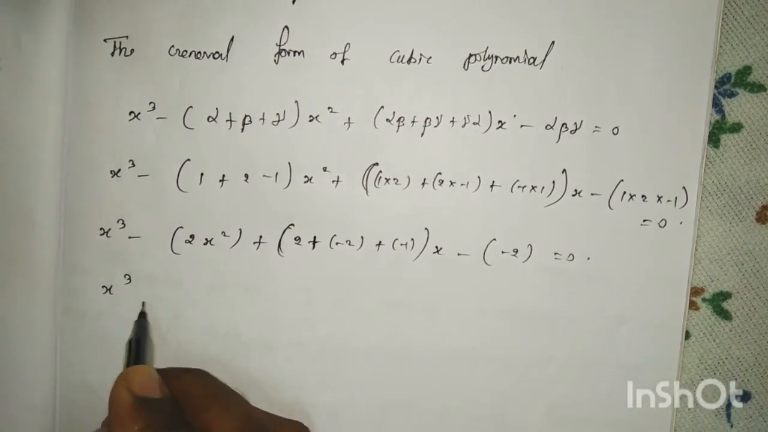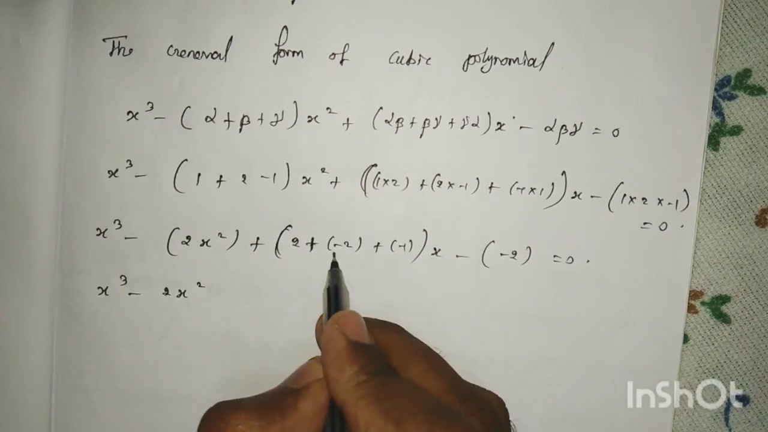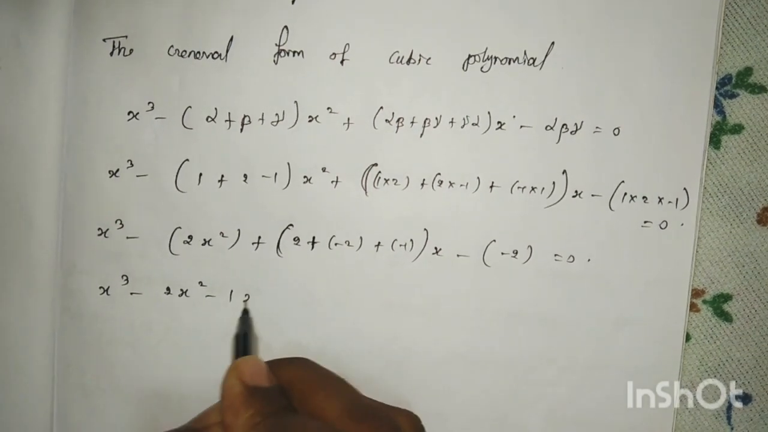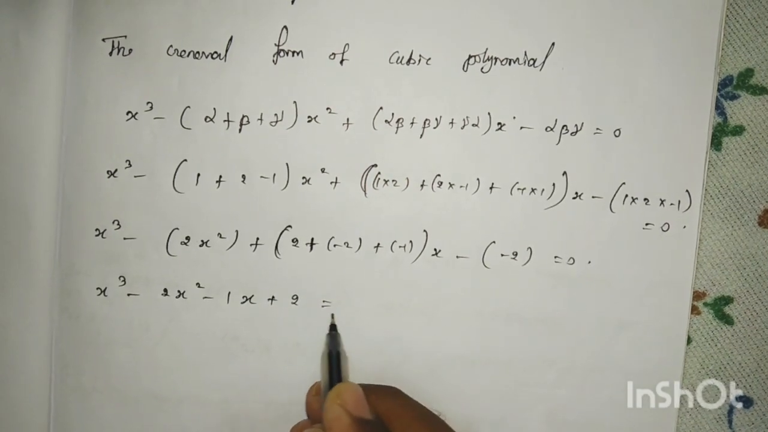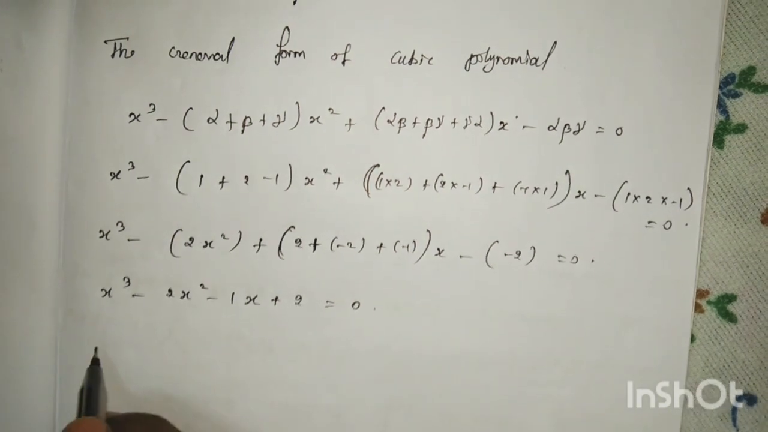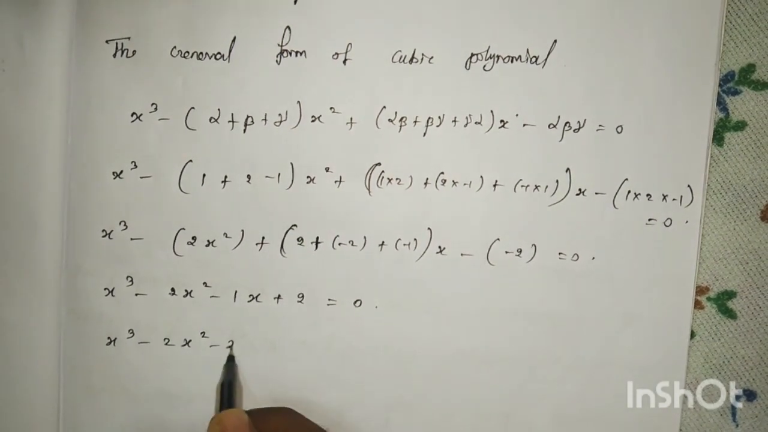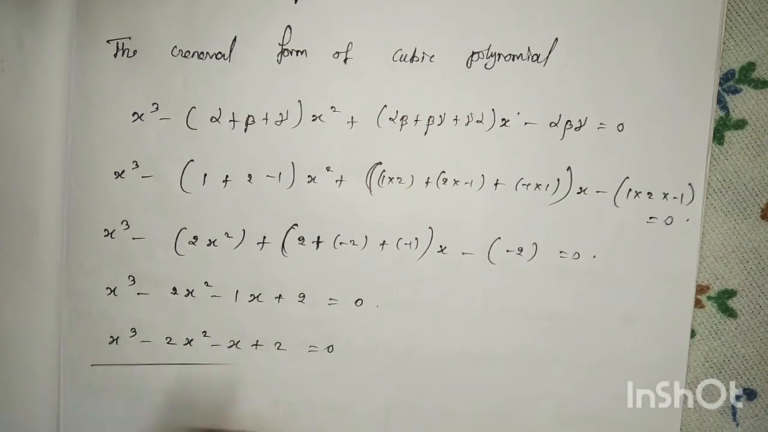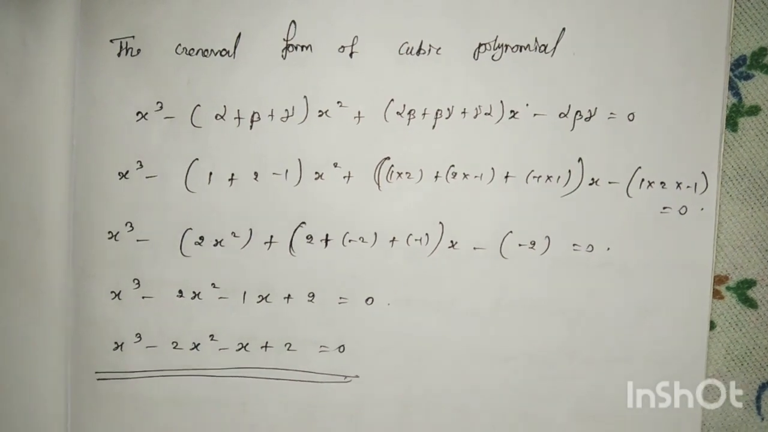Next, x cube minus 2x square, we can add it, 2 cancels here, so minus 1, so minus 1x here, plus 2 equal to 0. Now we have found the cubic polynomial: x cube minus 2x square minus x plus 2 equal to 0 is the required cubic polynomial, right? It is the one method.